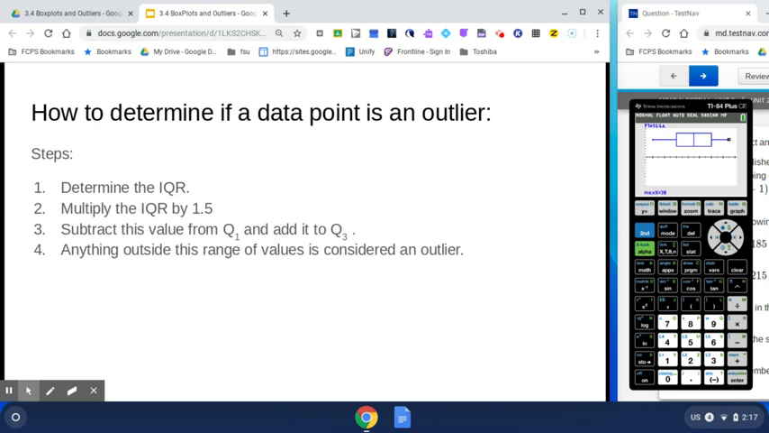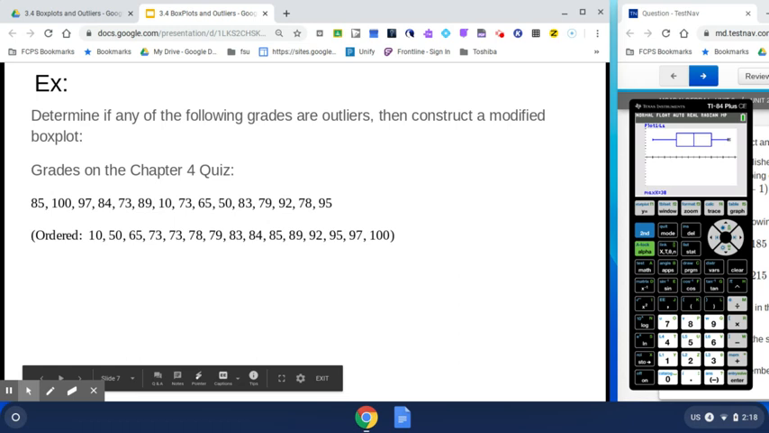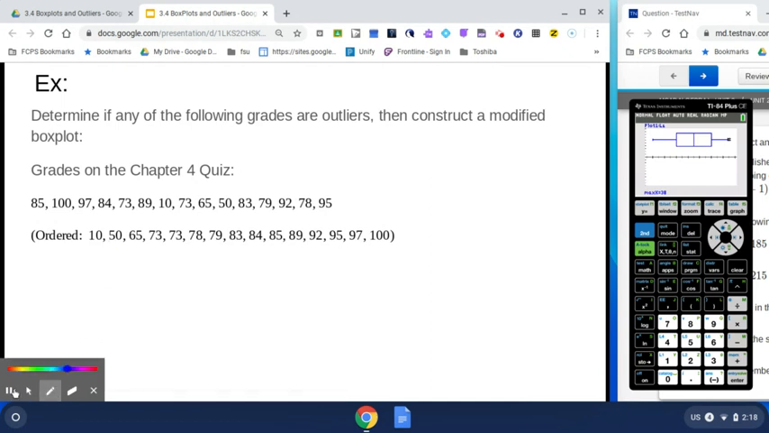Let's take a look at an example where we determine if a data set has outliers using this 4-step process. So here are grades on the Chapter 4 quiz. We have the grades listed there, but I've also listed them in order. Okay, let's go ahead and follow those 4 steps by first finding the interquartile range. I'm going to first find the median. Okay, it looks like the median is 83.